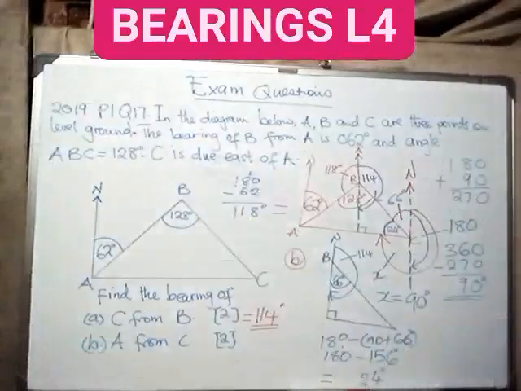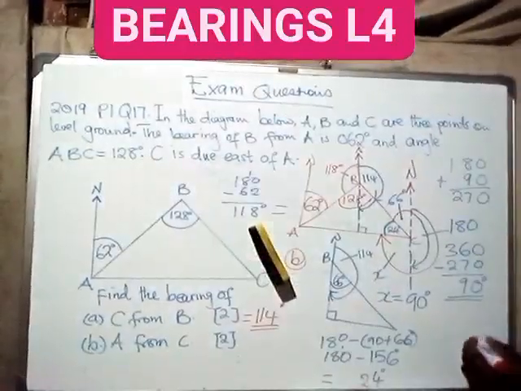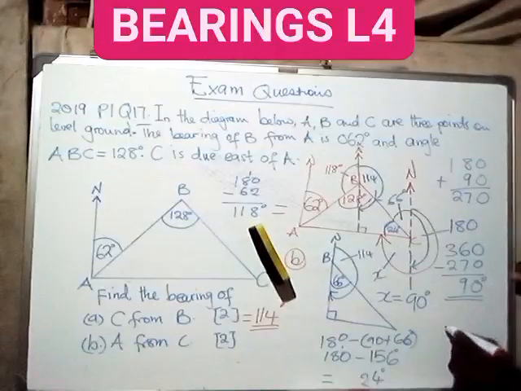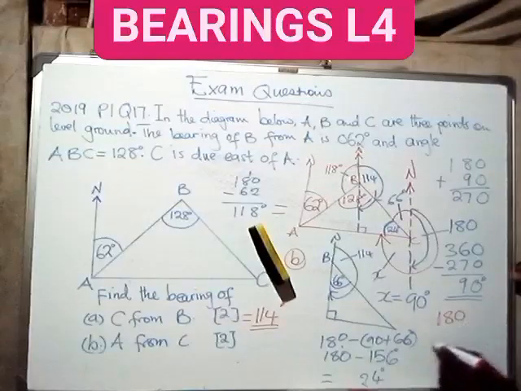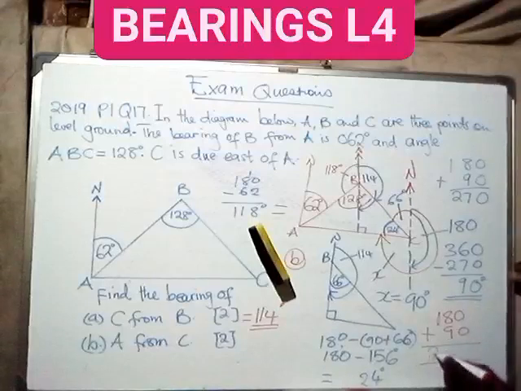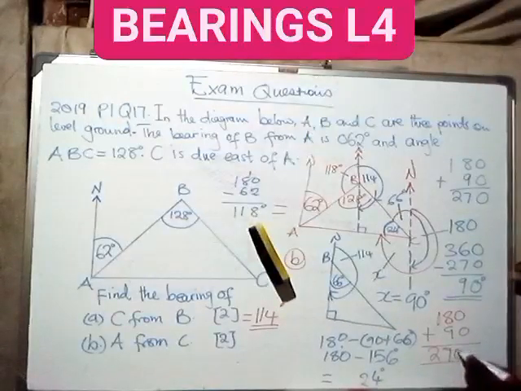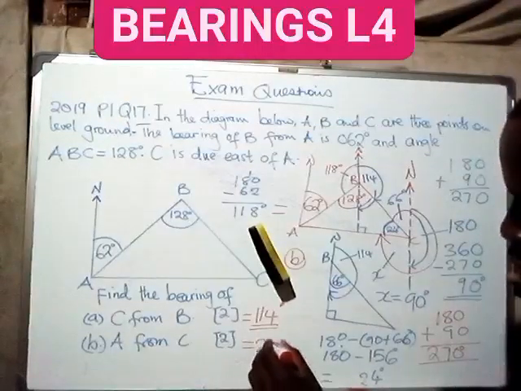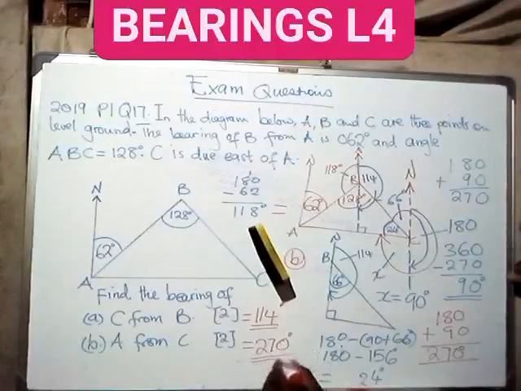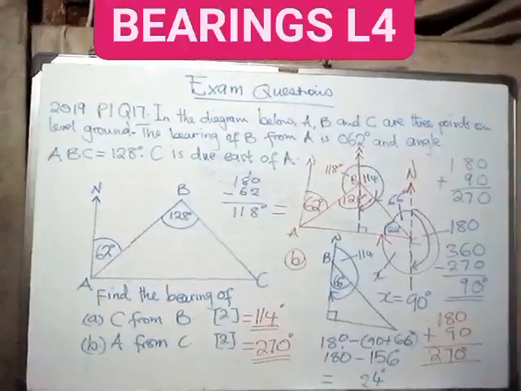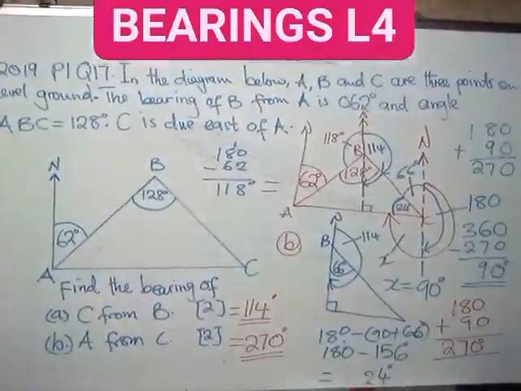So, what is our final answer? The bearing of A from C will be 180 plus 90 degrees, and the answer we are going to get is 270 degrees. So the answer is 270 degrees. This marks the end of our question, and this is the way this question has been answered.